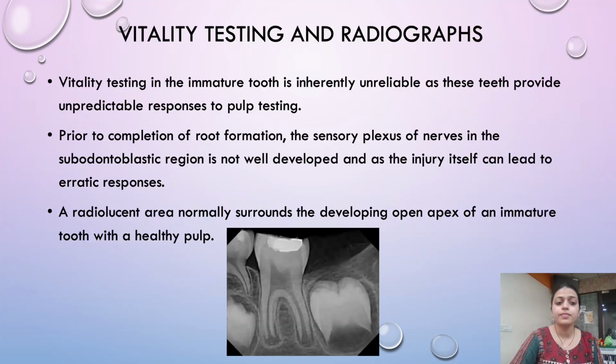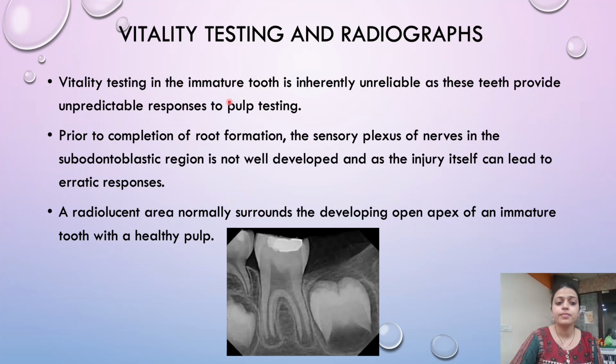Vitality testing and radiographs. Just briefly, I'll tell you that vitality testing in such immature teeth is quite unreliable because they provide unpredictable response. Prior to the completion of root formation, the sensory plexus of nerves, which is present in the subodontoblastic region, is not very well developed. So injury itself can also lead to erratic response. Therefore, these tests are not very reliable.